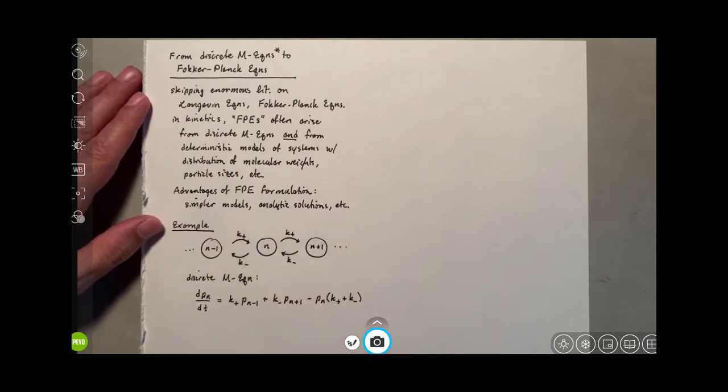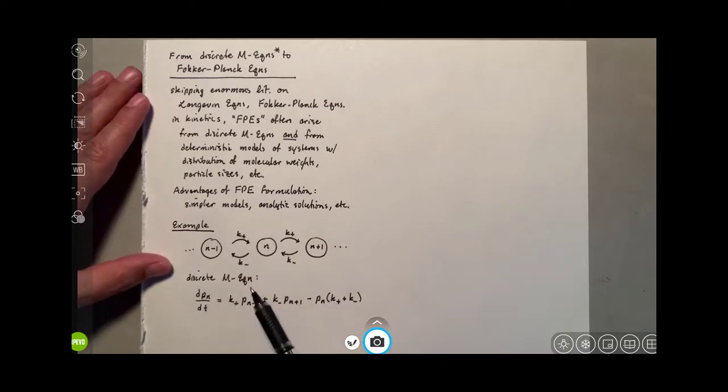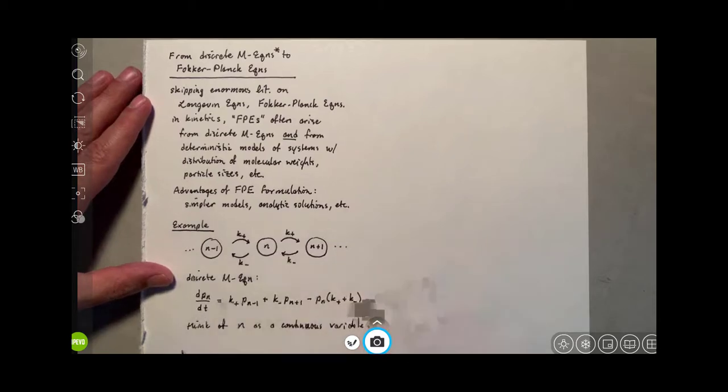All right, so this is the kind of discrete state model, discrete master equation model that we just worked with in our last video, for example, the Becker-Doring model of nucleation. So if we write down a discrete master equation for this system, it would look like this. So what we want to do now is to think of n as a continuous variable and see what happens to this equation.